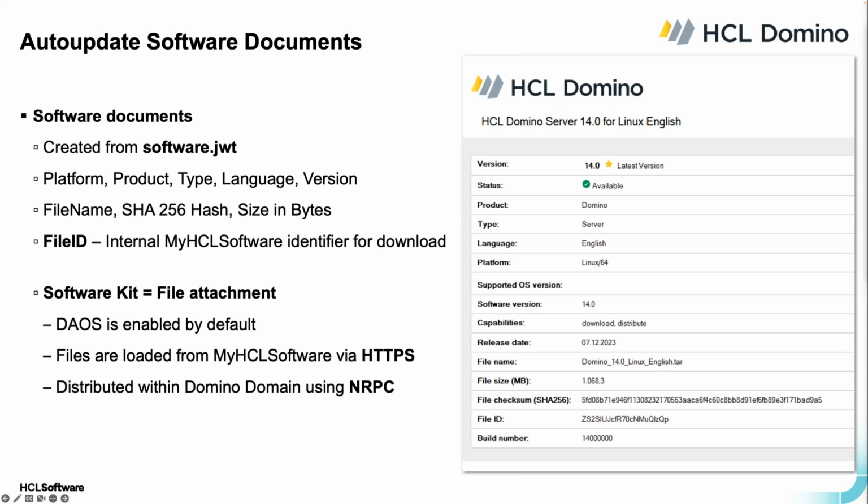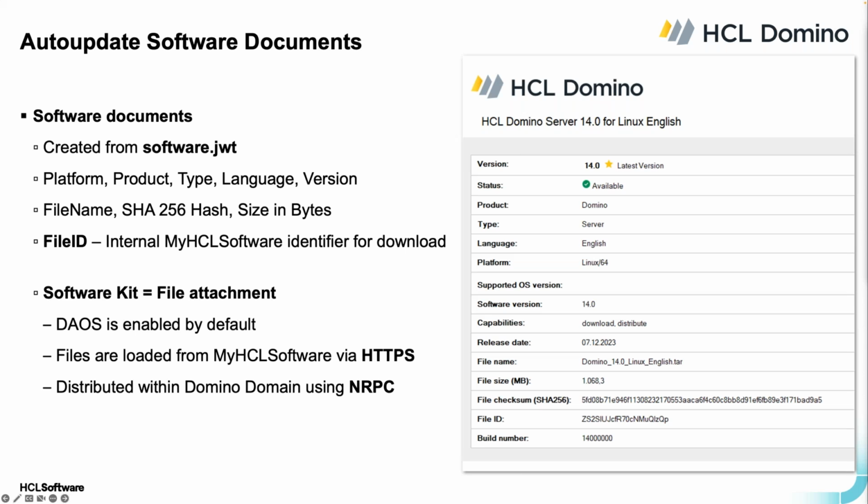This is an example of one of the server information documents, and this is an example of one of the software documents. Again, we saw the view where we saw all of the different software that you can download, but for each one of those things that you saw in the view, you can open the document and you can see the specific information that we downloaded from HCL and the software JSON.